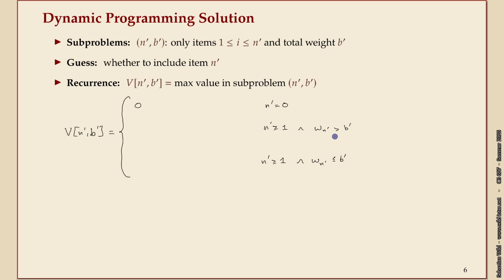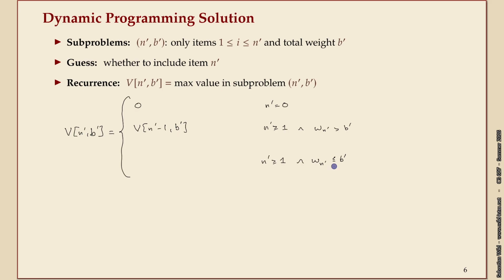So if the item n prime cannot fit in, the best I can do is to use any of the previous items. And I'm still at full capacity. I can take the same capacity, it doesn't matter.